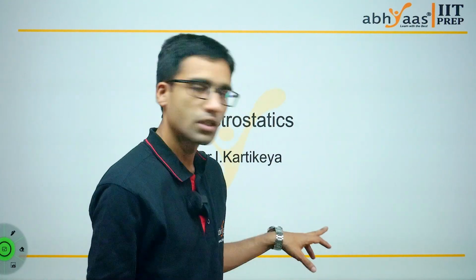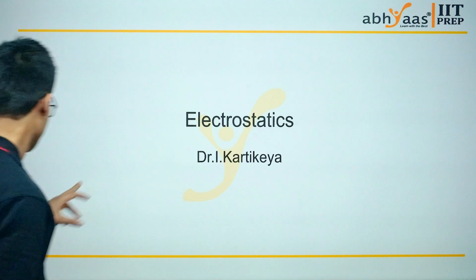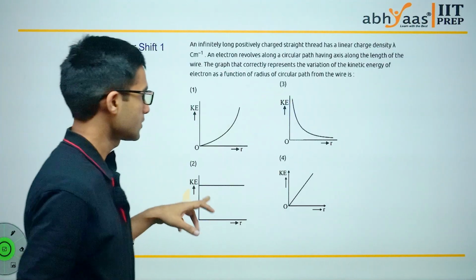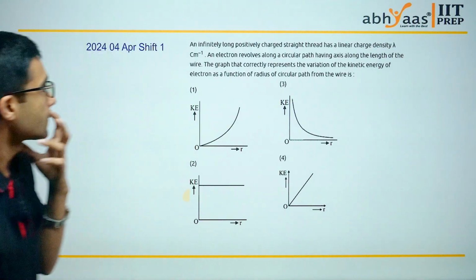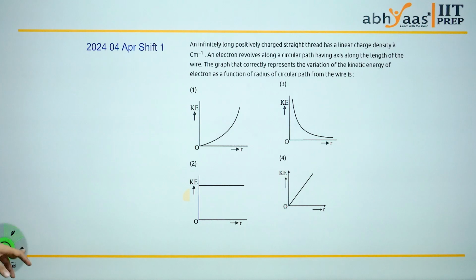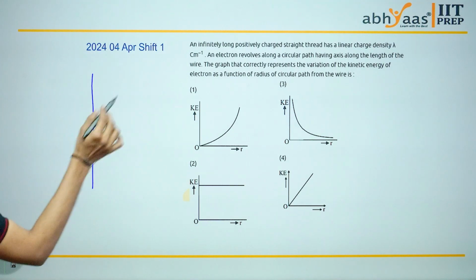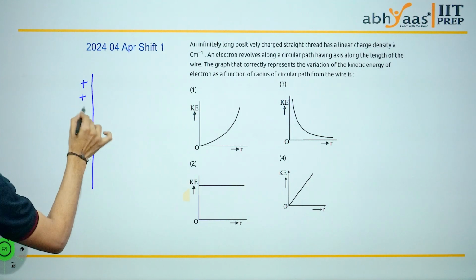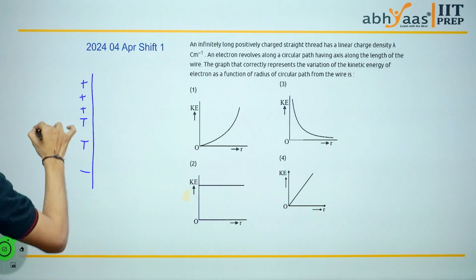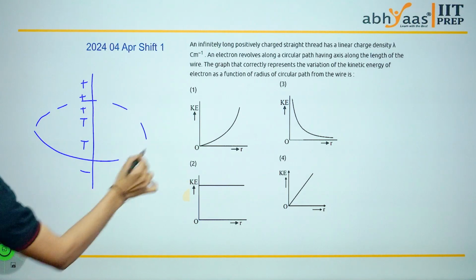Okay, now going directly to the April phase questions. In the first question, if you observe, an infinitely long positively charged straight thread has a linear density given. An electron is revolving around it, like this.